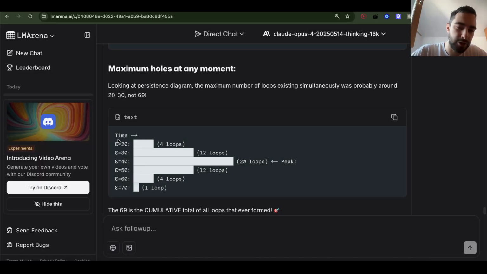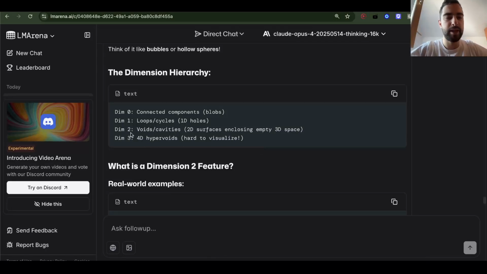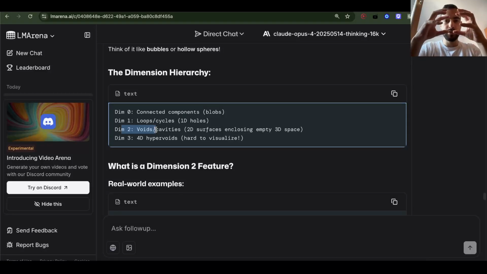So as radius grows, we're gonna have more loops, but then there is a peak, and then they start getting crossed by different connections, and then we go back to 0 loops. Then dimension 2 is when you have some space that's completely encapsulated by some 2D shape. So like a ball, and there is empty air inside of the ball, but that air is completely encapsulated by the ball. So that's the dimension 2, voids or cavities. And in this case, there should be nothing inside, like no other dots. So then that would be considered as this void.